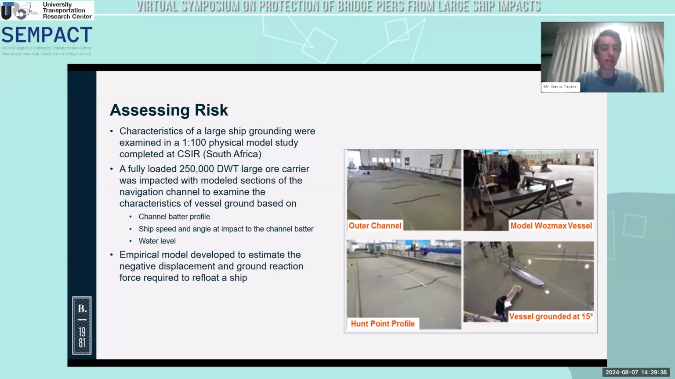Obviously, it's been mentioned in the previous presentation, the speed of the vessel and the angle of impact at the margin of the channel. And then a particularly important factor with the large tide range at the site was what water level and tide the grounding occurred at.